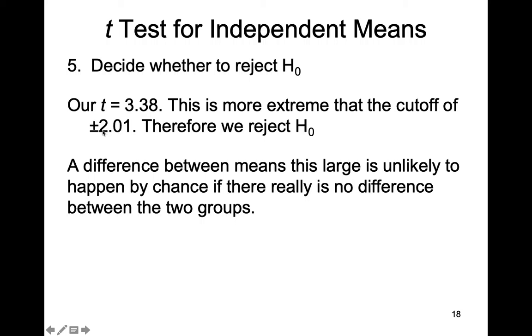We were willing to live with, under the null hypothesis, 2.01 standard errors above or below the mean. But we're deviating from that difference of 0 by 3.38 standard errors, and that happens less than 5% of the time if the null hypothesis is true. So because we would get a sample result this large less than 5% of the time if the null is true, we're going to reject the null. We're going to say that's just too unlikely. It's too unlikely for the null to be true.